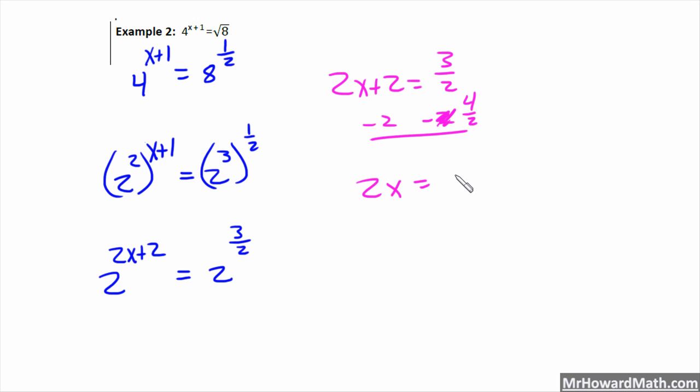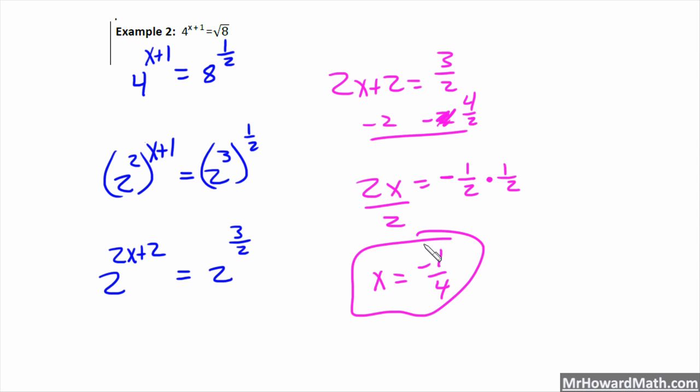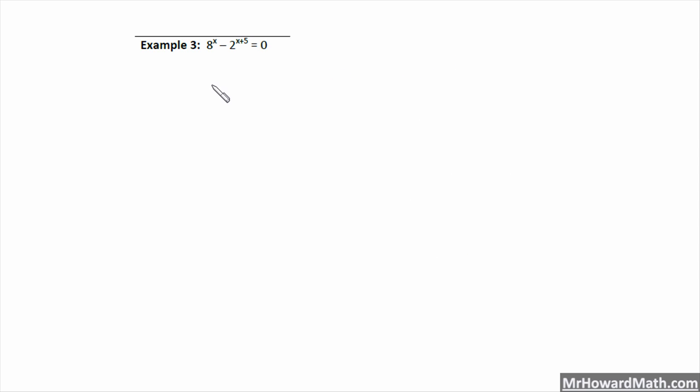So 3/2 minus 4/2 is minus 1/2, and then divide that by 2. Dividing by 2 is the same thing as multiplying by 1/2, right? So negative 1/2 times 1/2 is negative 1/4, so x equals negative 1/4. So we're done with example 2. Let's move to example 3.